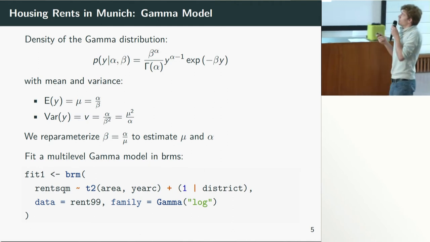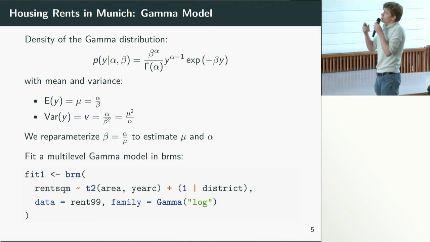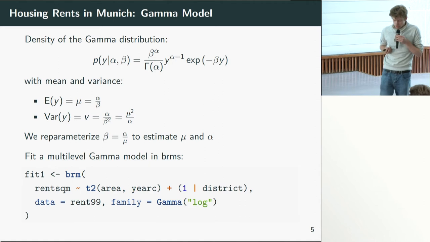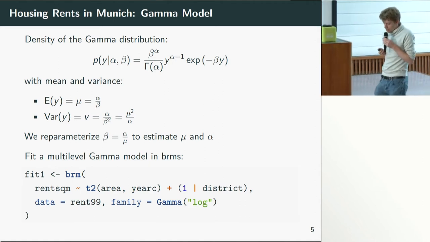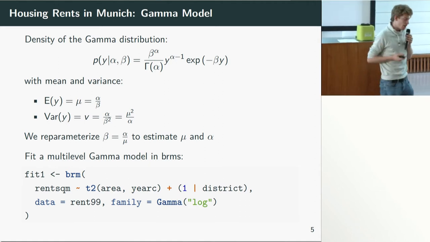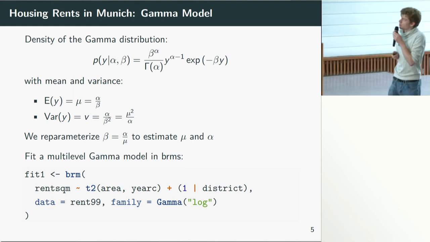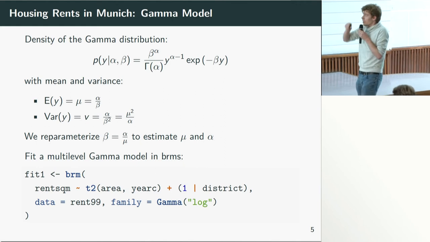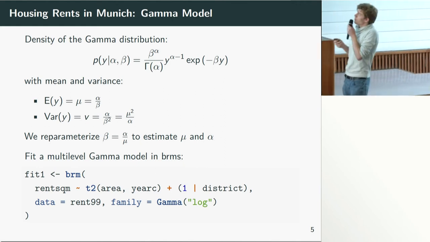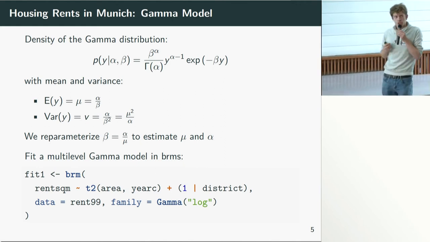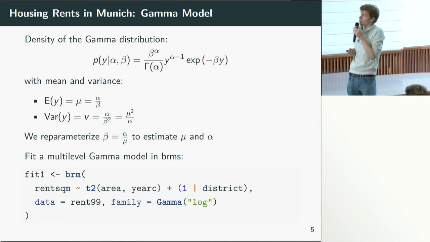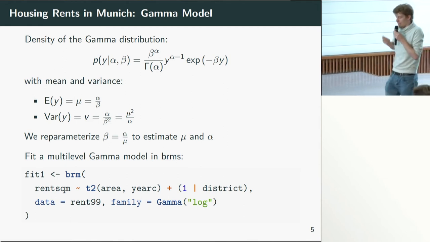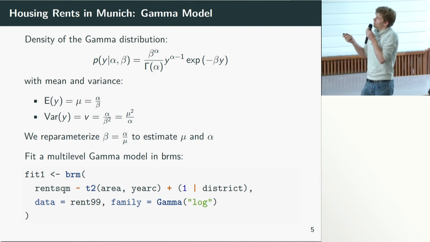So we don't have to talk about this formula, it's just the density of the gamma distribution in its usual parameterization, with alpha being called a shape parameter and beta being called either scale or rate. I'm not sure what that parameterization is. But in any case, this parameterization doesn't make much sense when we want to use it in regression modeling. So we reparameterize this.